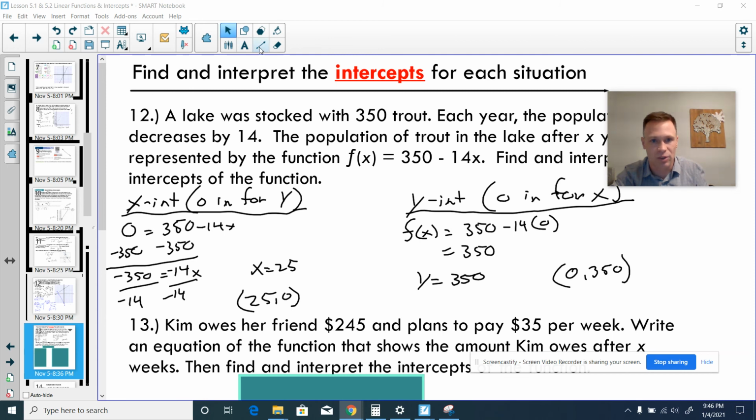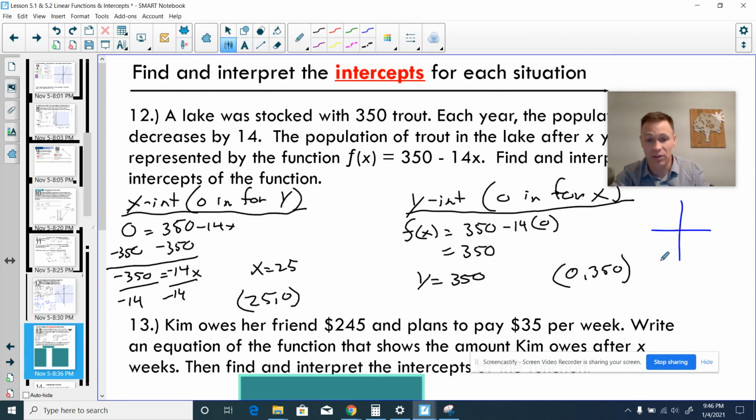Now, I didn't graph this one, and maybe we should have. But again, the scale would be wildly off here. If we have to go all the way up to 350, at (0, 350), let's say that that's the top of the scale. (25, 0) would be somewhere in here. Okay, so your line would look something like that.